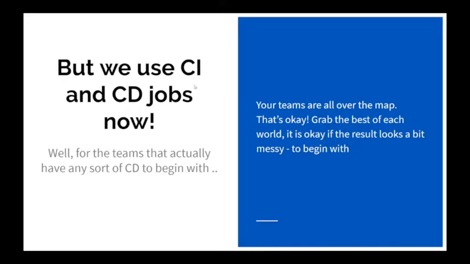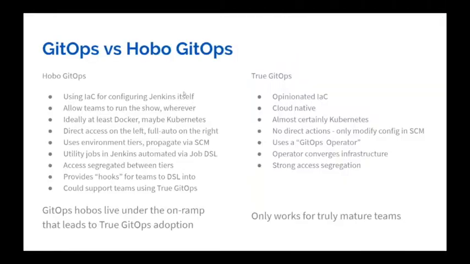Now, yes, I use it. Lots of people use it. Jenkins is such a wonderful tool, and we can do everything in it. So, that's fine, and that's where Hobo GitOps comes in. Because, yes, you can start with this and make it slowly mature towards true GitOps and improve things incrementally and get better. So, that's fine. Do what you can and start moving forward.